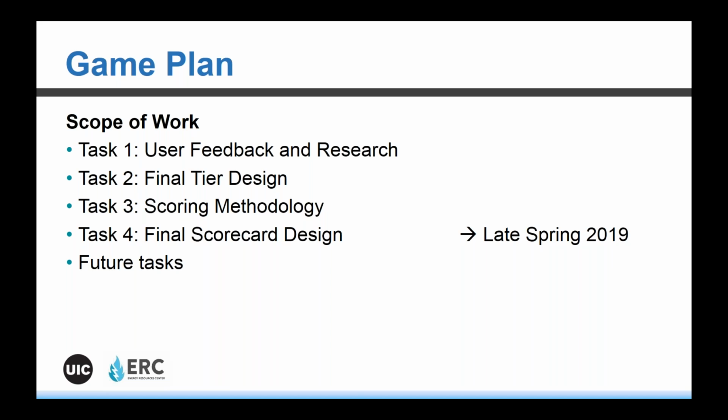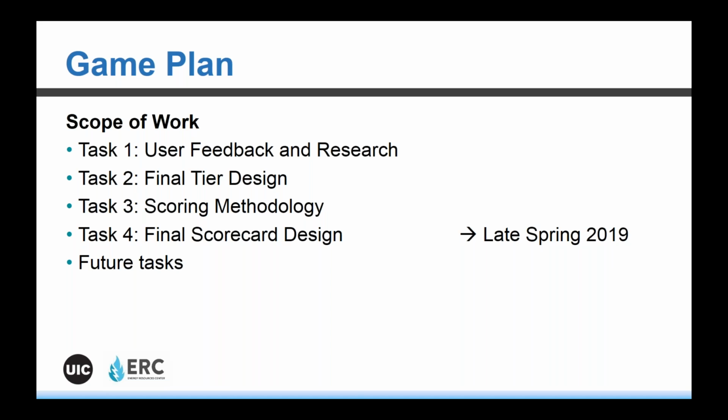We've developed a draft scope of work. The working session tomorrow will be diving into detail in that scope of work to help us understand whether we've framed out the rest of the project as we should. It basically includes 4 tasks: evaluating all the feedback we've received on the various versions of the scorecard to date, settling on a final design for the tiers, those 3 tiers that I had on the previous slide, finalizing the scoring methodology, and lastly finalizing an easy, friendly-to-use scorecard design.